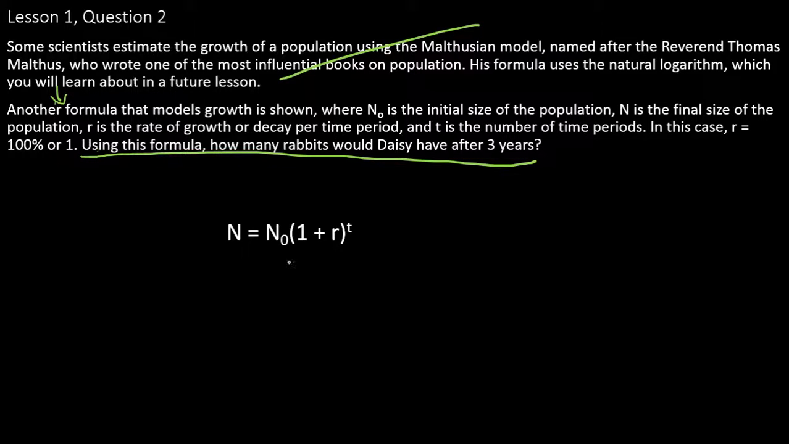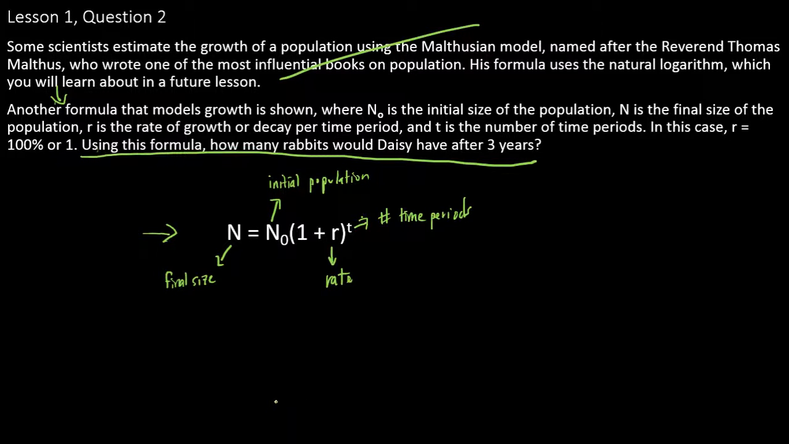Now, this time we're asked to solve using this Malthusian model. Think about the information they've given us. They've told us that n sub 0 is the initial population, n is the final size of the population, r is the rate of growth or decay, and t is the number of time periods. So which one of these is the variable that you're solving for? Well, we want to know the size of her population after 3 years. So n is what we're solving for. We want to know the final size of her population.